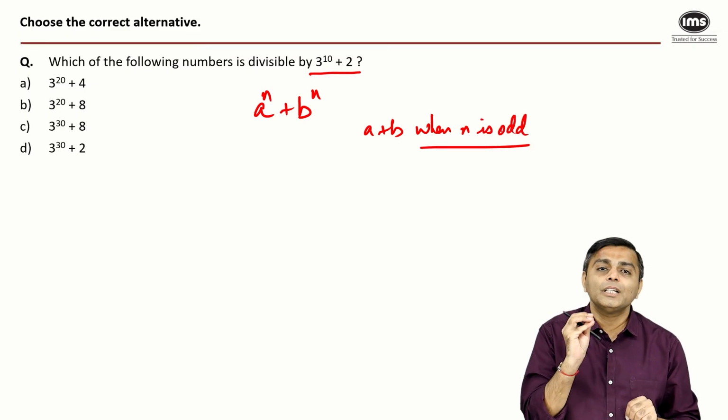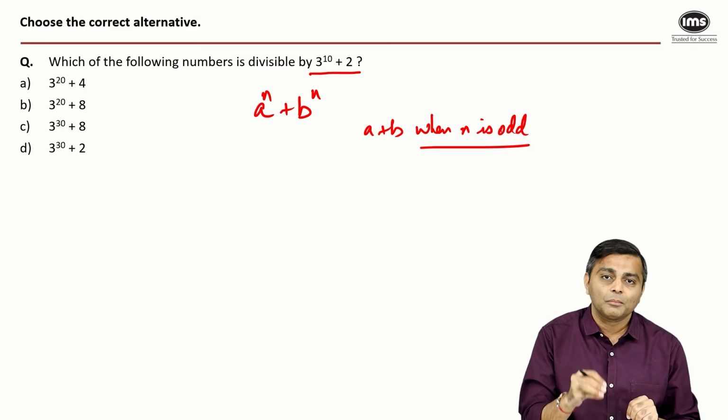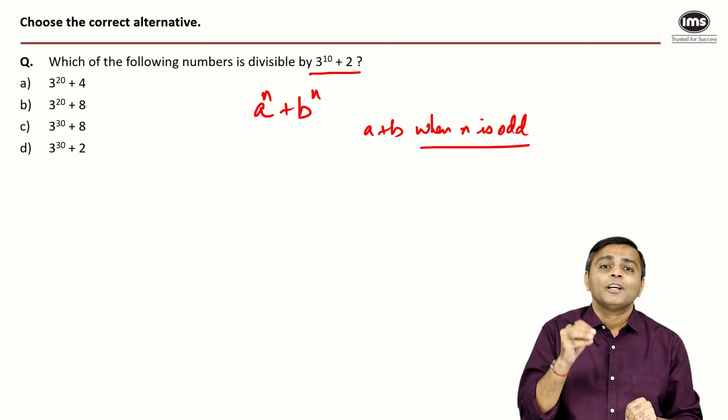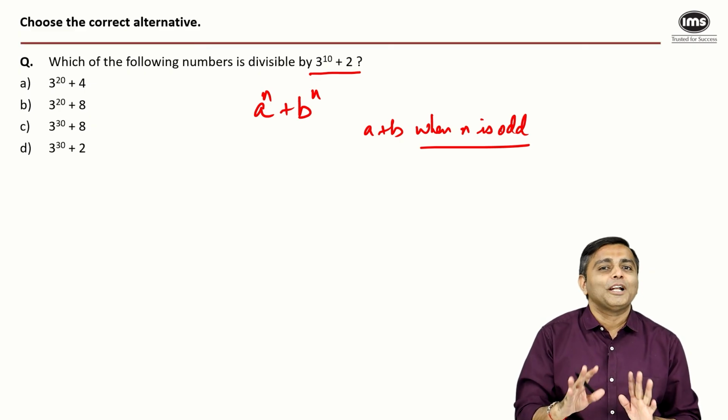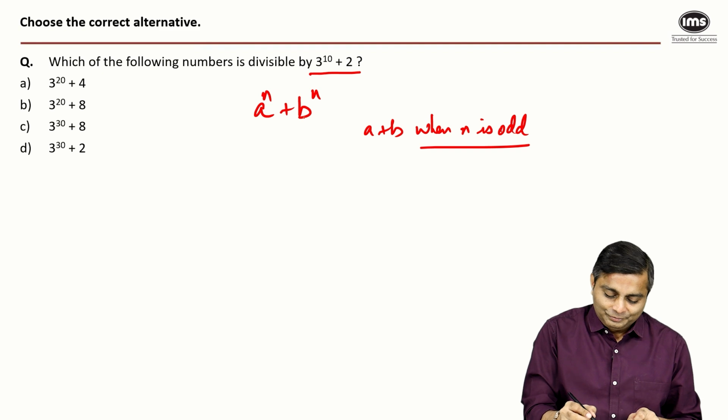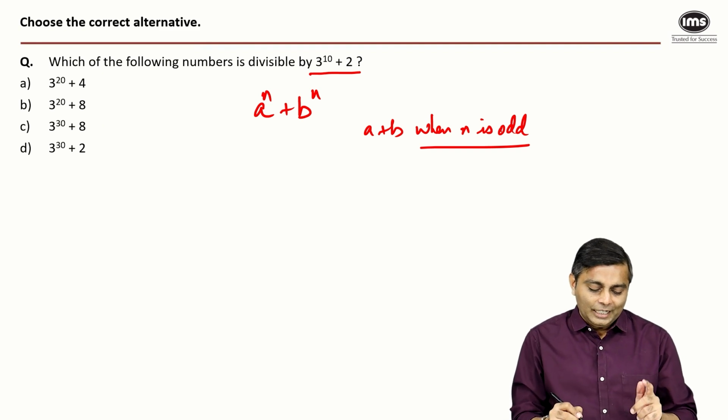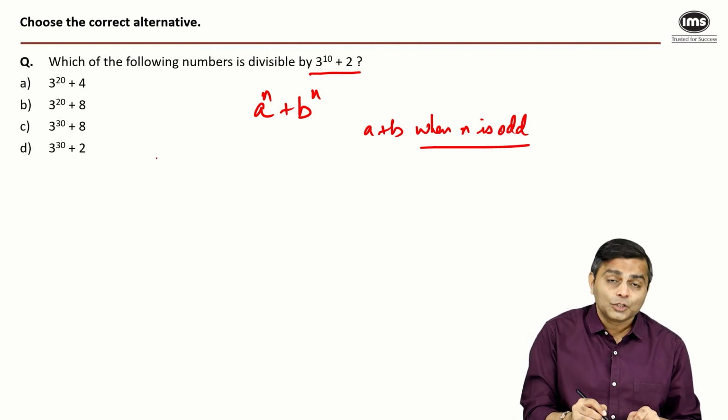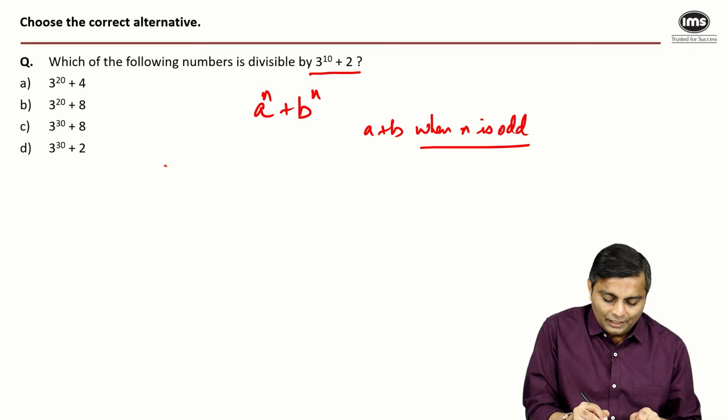This is the only simple property that is applicable here, that is required, that you need to know to be able to get to this answer. Okay, so now let's look at the first option. If I write 3 raised to 20 in terms of 3 raised to 10, it is going to be what?